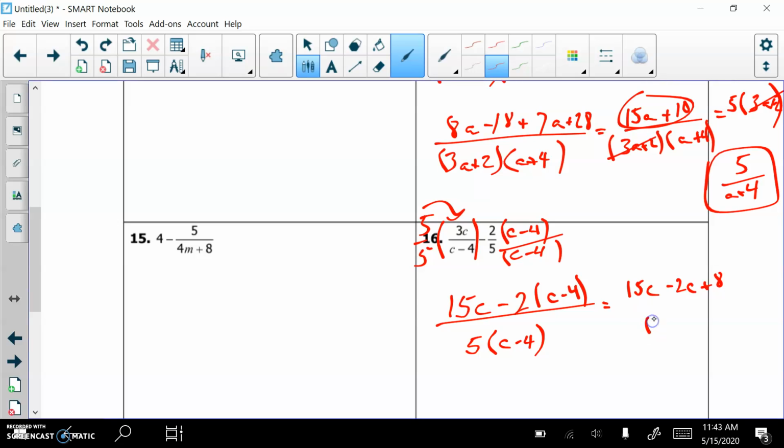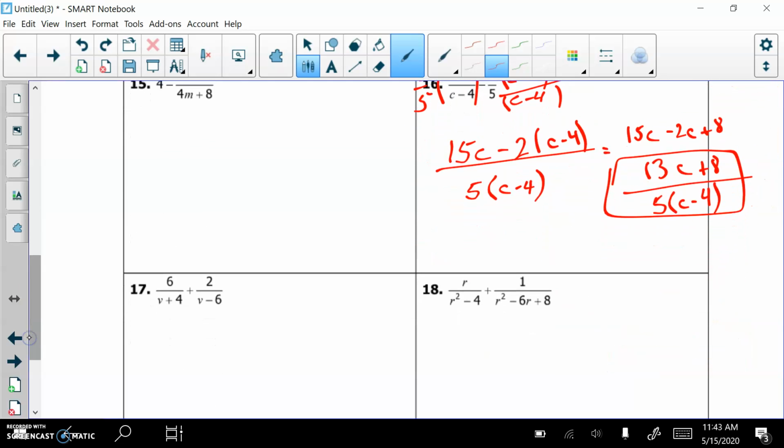This one wasn't that bad, unless I did something wrong, which is quite possible. 15c minus 2c plus 8. No, it looks right. All over 5 c minus 4. And we just leave it like that. We don't need to multiply 5 into c minus 4. Okay, last one. And I've got a minute.